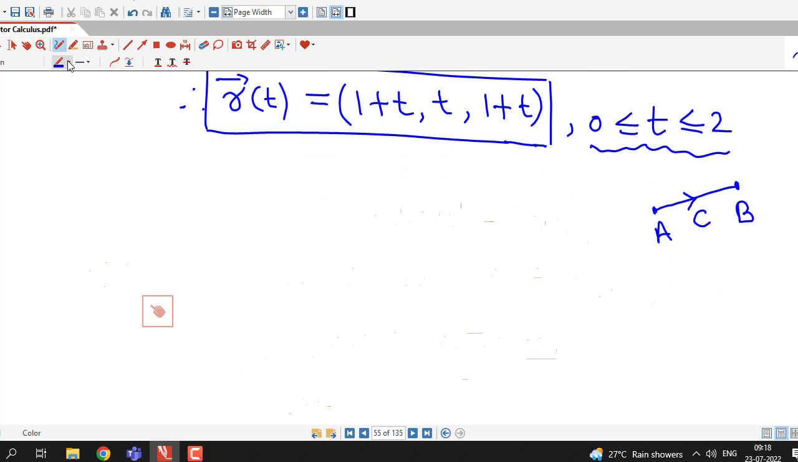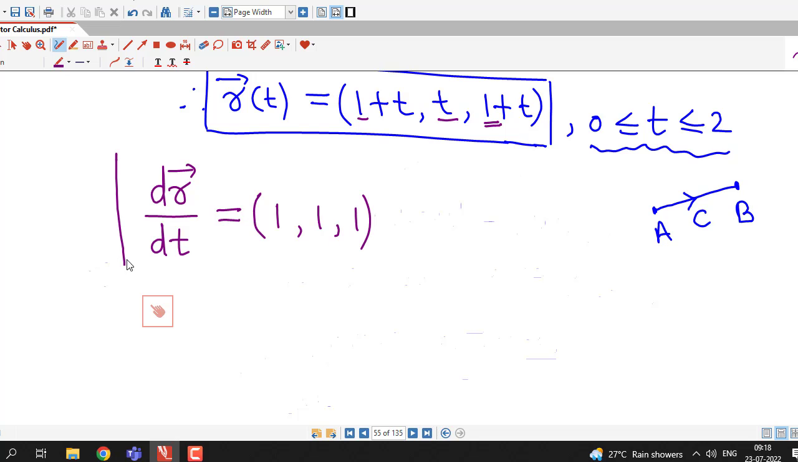And now we differentiate this with respect to t. We will require dr bar by dt also. So the derivative of r bar with respect to t. Here the derivative of 1 is 0, the derivative of t is 1. Similarly, the second component is t, its derivative is 1. Here the derivative of 1 is 0 plus the derivative of t, which is 1. So dr bar by dt will be (1, 1, 1).